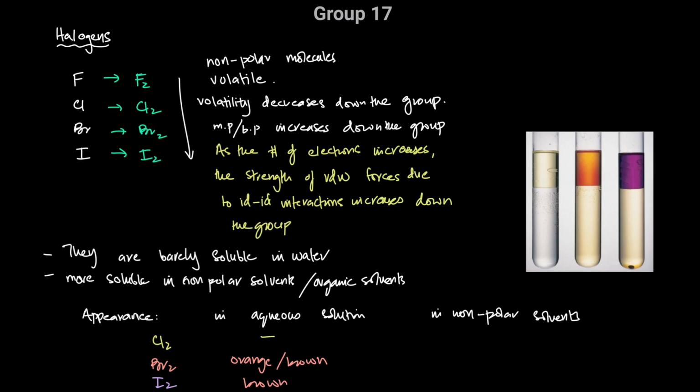On the other hand, in non-polar solvents, their color is far more visible. Chlorine will appear as a pale yellow-green solution, because it has a very pale color. Bromine, on the other hand, will appear as an orange solution, a bright orange as we can see here. Again, this can be described as orange or brown, somewhere in between, whereas iodine will appear as a purple solution.